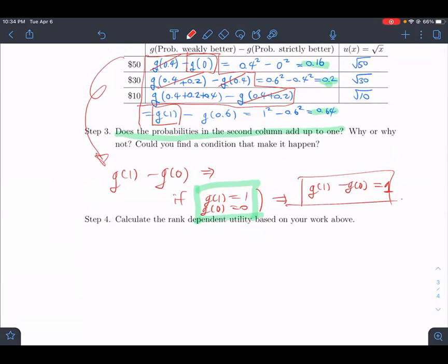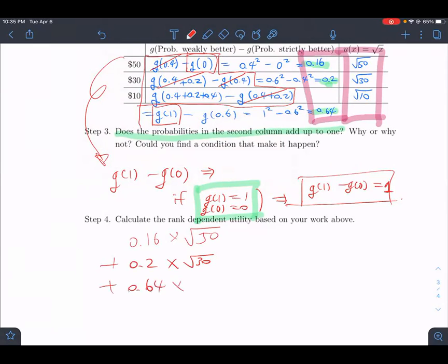Similar to expected utility theory, we just multiply 0.16, the adjusted one, times square root of 50 plus, I was reading these pink numbers here and here, and then 0.2 times square root of 30. So outcome times the corresponding probabilities, 0.64 times square root of 10. I didn't calculate this before the sections, but you can do it with your Excel or a calculator.